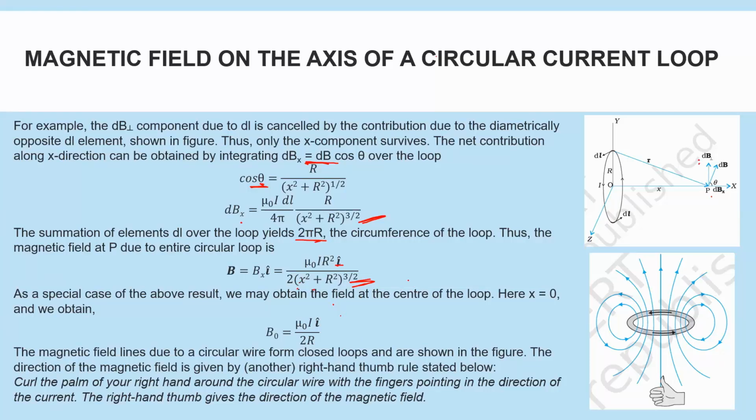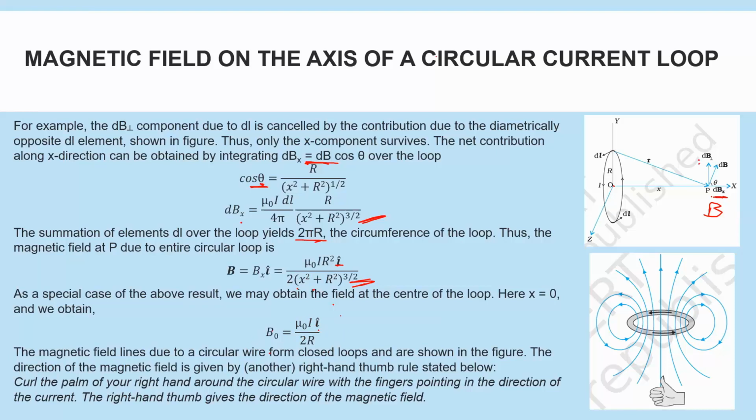Okay, so over here we have found this dBx, and we also found B by doing the summation over the entire current carrying loop at the distance x. Now if we are considering the center of the loop, we consider x equals 0. Then B0 will be equal to, you can put x equals 0 in this and then find it out. So what you are left with is mu 0 I, the unit vector i, upon 2r.